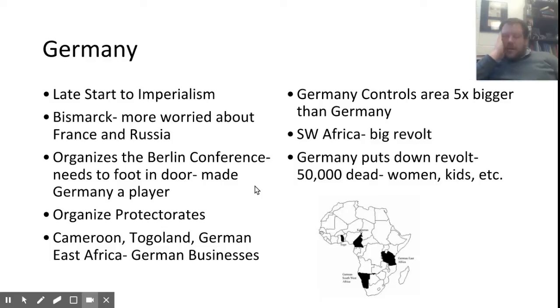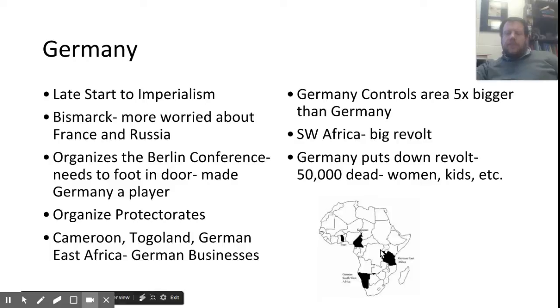Germany's kind of the last guy out here. Germany kind of walks in later in an "if everyone's doing it, I've got to do it too" kind of situation, where Bismarck made the deal because he organized the conference, so he got to make himself a player in this whole deal. And he organized what were called protectorates. So protectorates were like, you're going to be an independent state, but we're your protector, we're your guide, all that kind of stuff. And so you see Cameroon, German East Africa, and other areas here are going to be the German territories, and have a lot of German business working out of them.